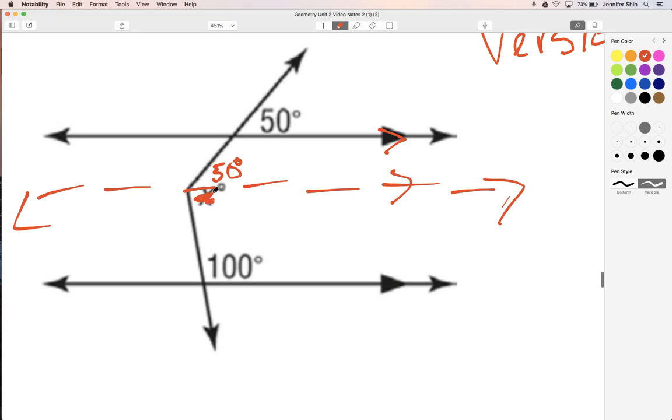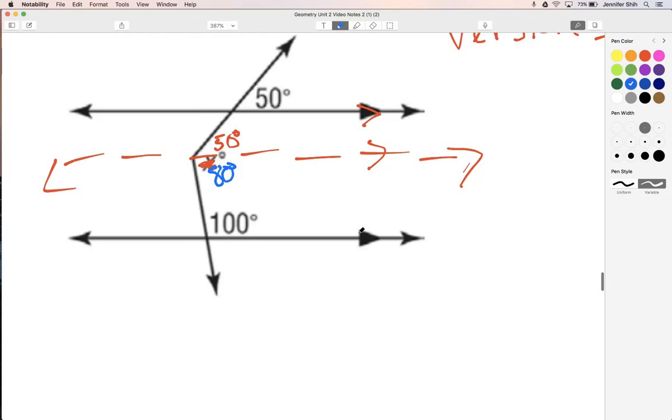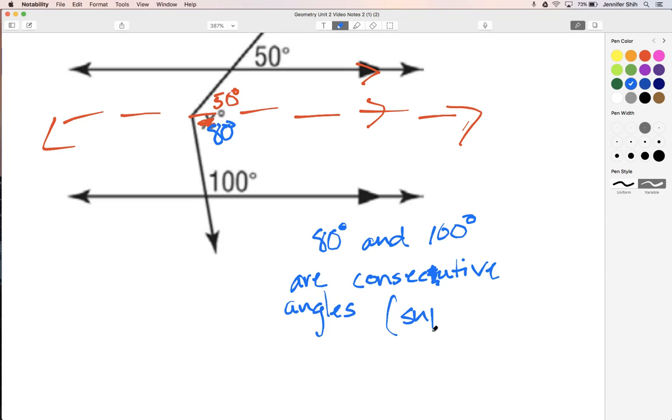If this is 100 degrees, this is what? This is not 100 degrees. It's an acute angle. But this says 100. Oh, right. Boom. 80 degrees. Why? 80 degrees and 100 degrees are, what are they called? Consecutive angles. Also means they're supplementary.